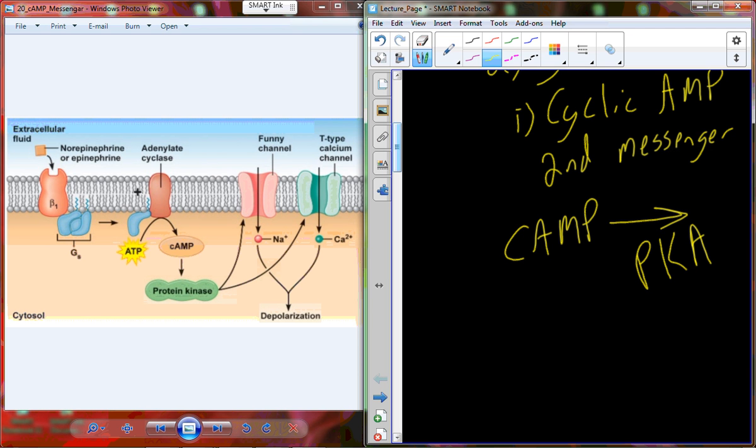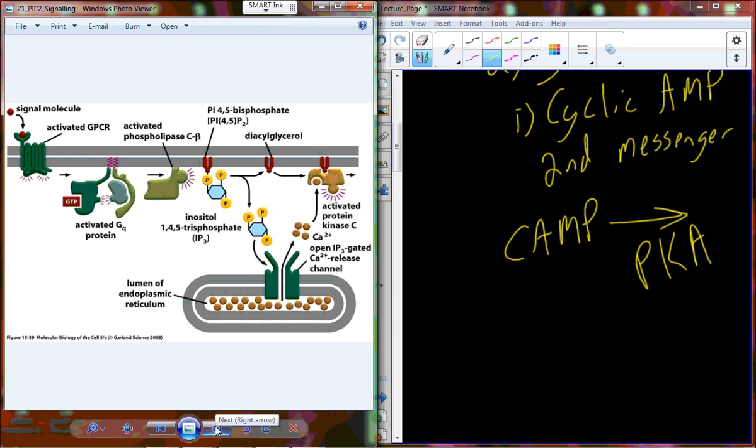So hopefully at some point I'll be able to give you an image, and it may not be epinephrine or norepinephrine, but you'll see things like cyclic AMP and protein kinase A, and you go, oh, that's a cyclic AMP second messenger system, because we're converting ATP into cyclic AMP, we're activating protein kinase A, and then that's leading to the hormone's action. So such and such hormone works through a cyclic AMP second messenger system. Okay, so that's one of them.